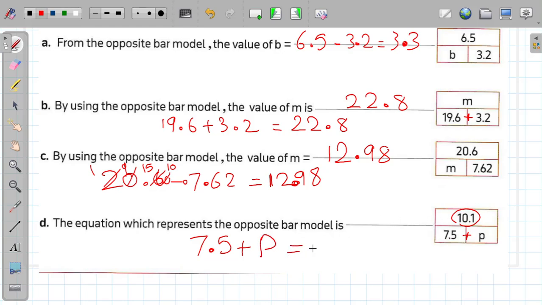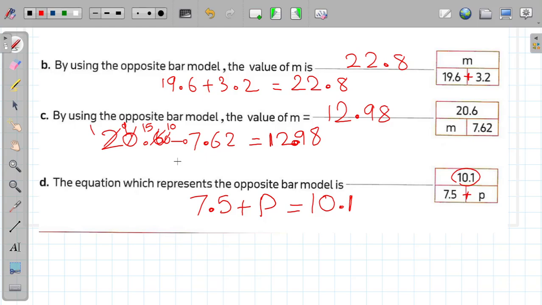And the big number is the total number, or the sum of the two numbers, so I will write equals 10.1. So the equation is 7.5 plus b equals 10.1. Or maybe I will write it in another form, like maybe I want to write b alone on one side. So b is the difference between the two numbers. So I will write b equals the difference between the two numbers, meaning I will subtract 7.5 from 10.1. So it will be 10.1 minus 7.5.